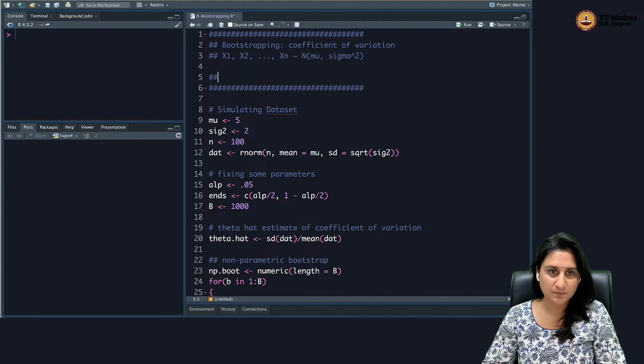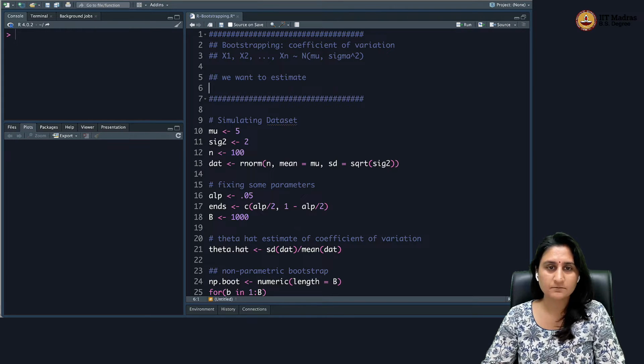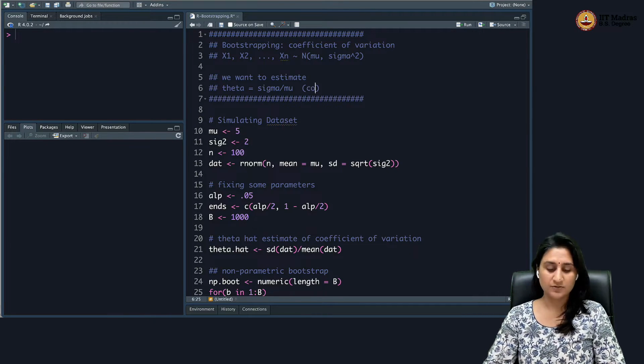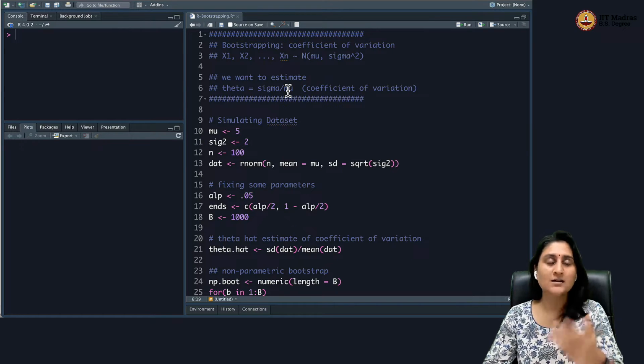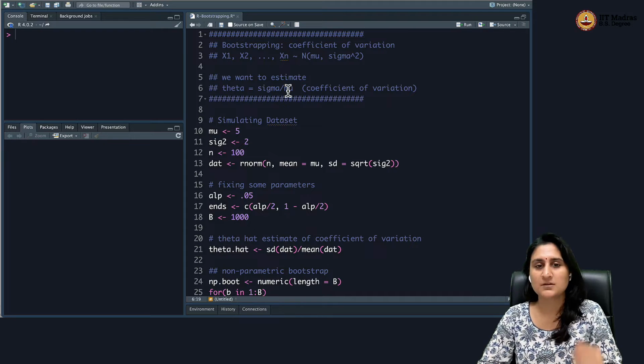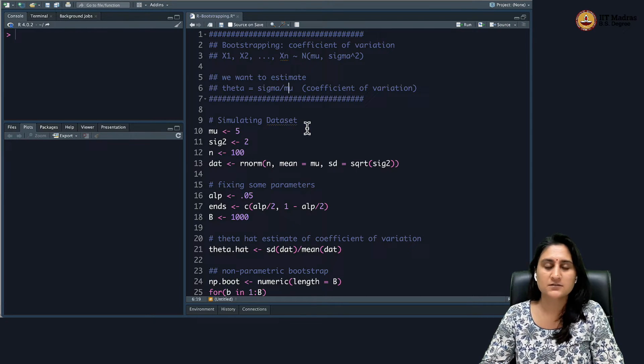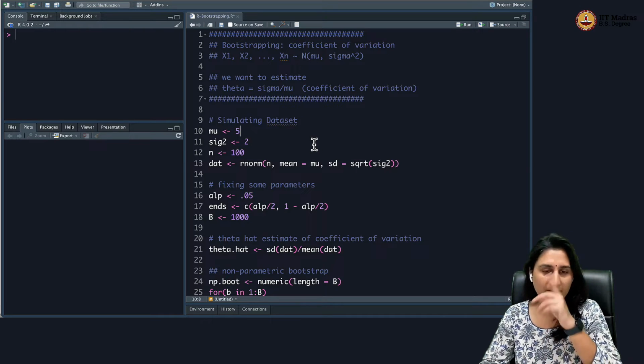And we want to estimate theta, which is equal to sigma divided by mu. This is called the coefficient of variation. And our issue was that we have an estimate of that. We can just replace sigma by the sample standard deviation and mu by the sample mean. But the challenge is that understanding the quality of estimation of this estimator is difficult. In this case, we can use non-parametric bootstrap or parametric bootstrap, both. And so I wanted to show you code for that.